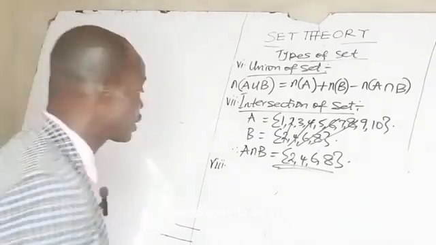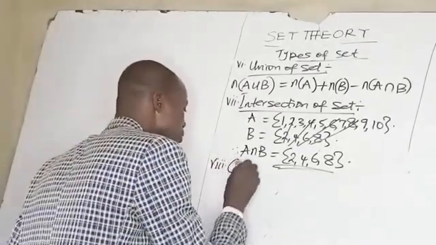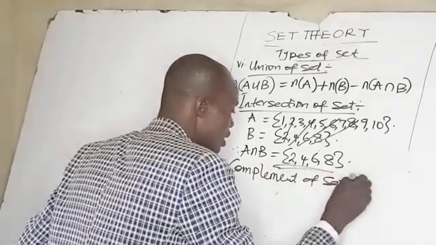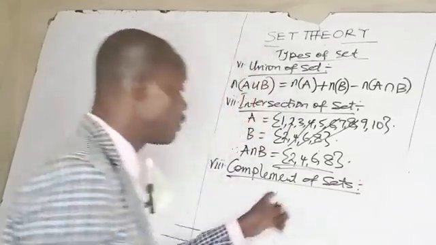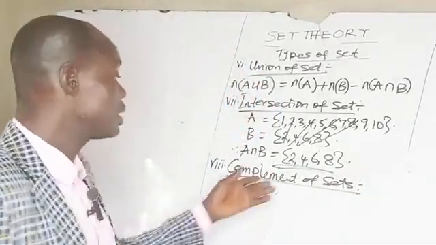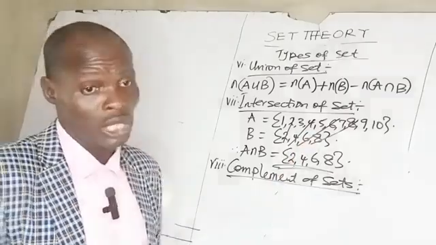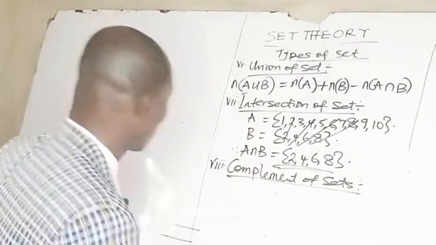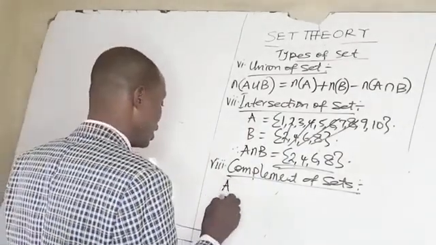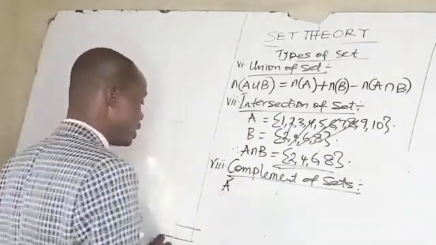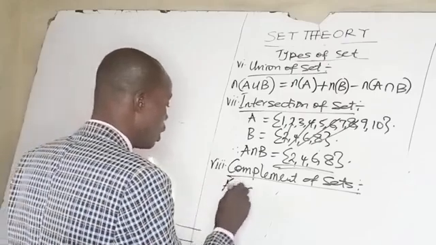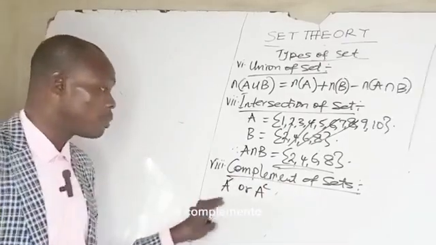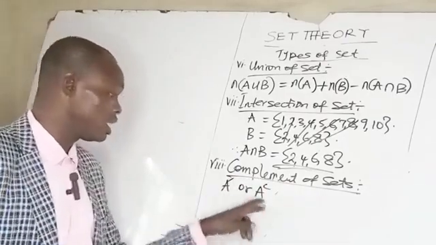Then number 8, we have complement of sets. Anything you have in the universal set that is not in the set under consideration is said to be the complement of that set. So the complement of set A is written like this: A complement, or A prime. So you either write the complement of a set like this or this.